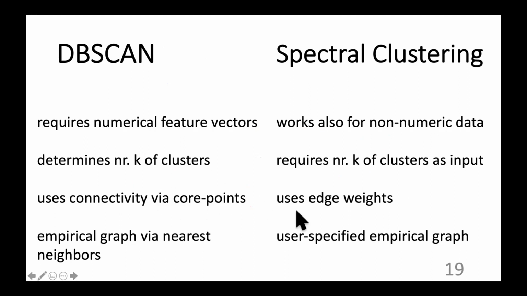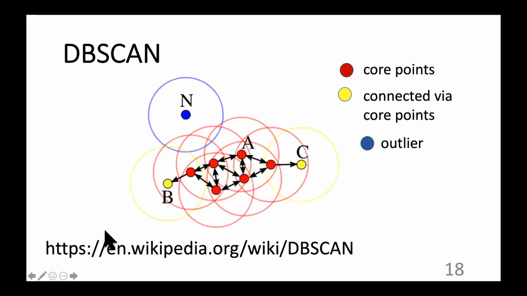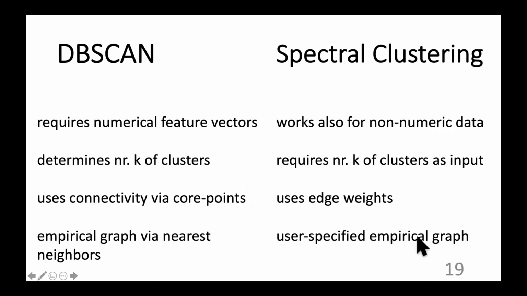Yeah, and in DBSCAN, by default, we use this graph structure obtained from the Euclidean distance. So nearest data points are those which have the smallest Euclidean distance. Whereas in spectral clustering, we are completely free to input an empirical graph. So this is a fully user-specified empirical graph. Whereas DBSCAN, in some sense, automatically constructs the empirical graph by looking at the Euclidean distances.